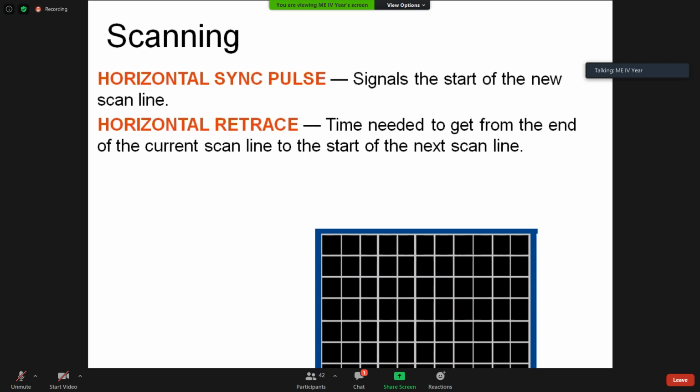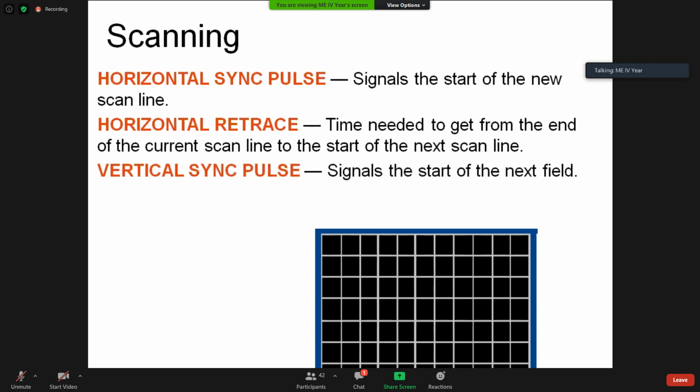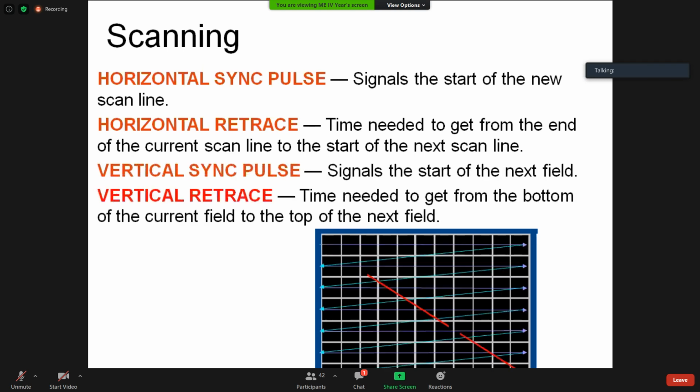So horizontal sync pulse. See here, what is happening? Just you tell me. Row by row lines are drawing. No, these are not lines, sir. This is a light ray.